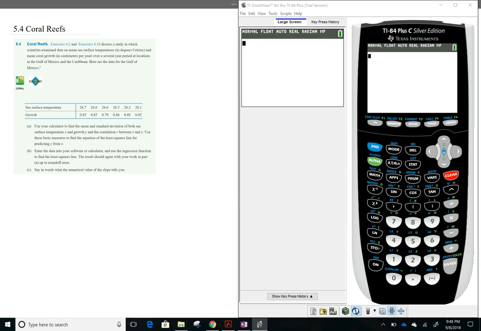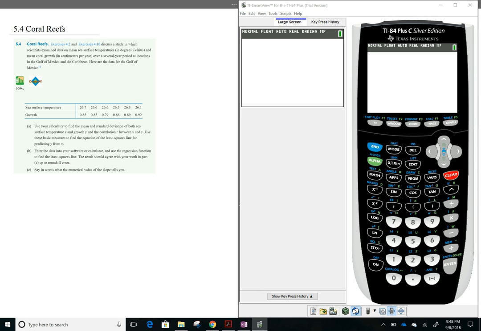Hello. We are working on problem 5.4, the Apply Your Knowledge Coral Reefs problem. What we're going to do is investigate sea surface temperature and growth of coral reefs. Part A asks us to use our calculator to find the mean and standard deviation of both the sea surface temperature x and the growth y, as well as the correlation between x and y.